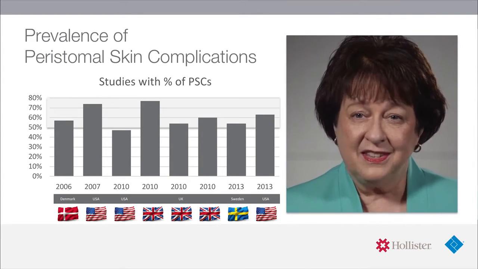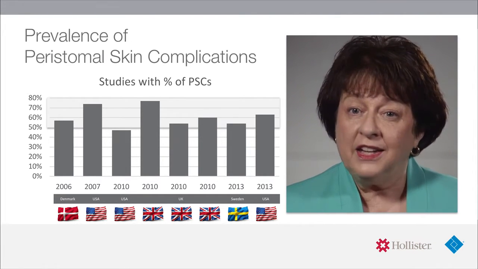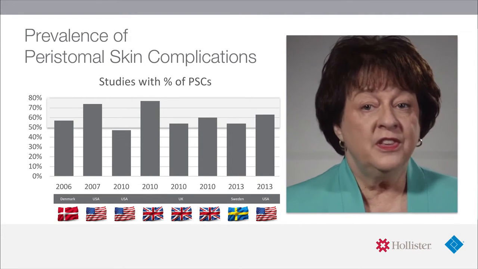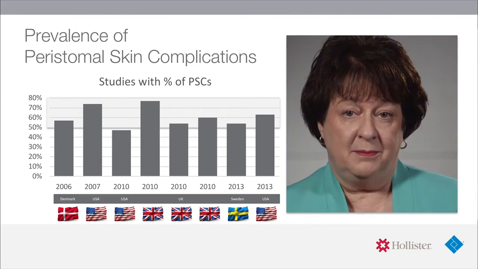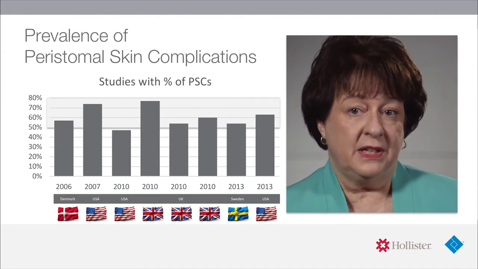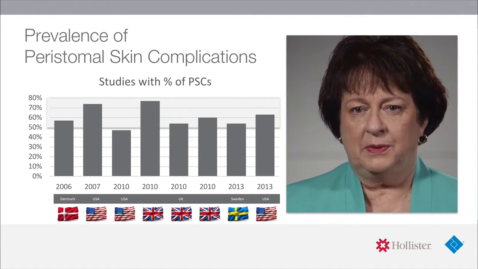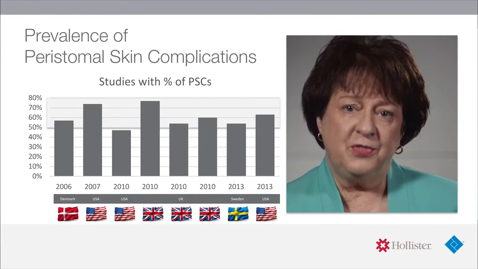How do we know this? Over time and across the world, there has been a variety of research on peristomal skin conditions. While the numbers vary, you can see that the trend remains the same. Peristomal skin complications continue to be present among a large percentage of people living with stomas, with the overall average above 50%.